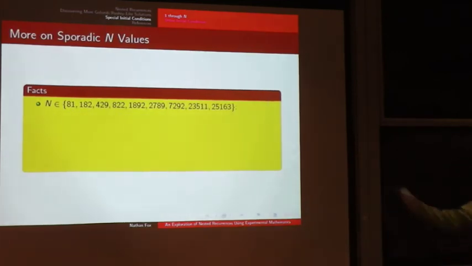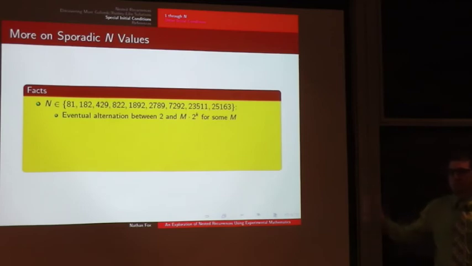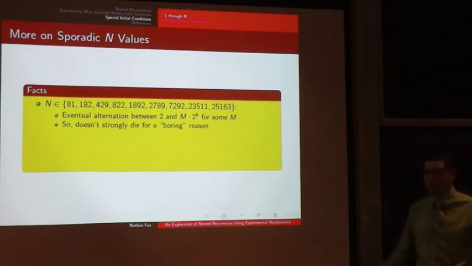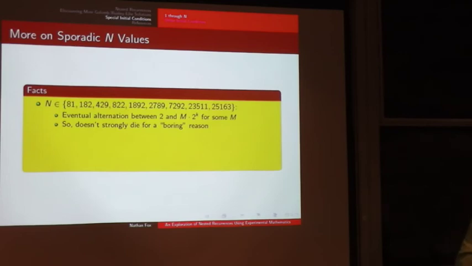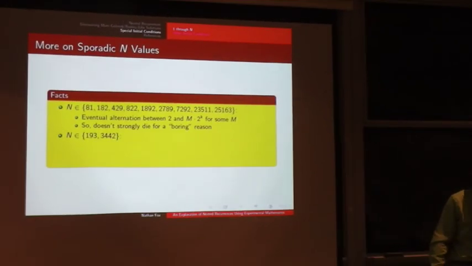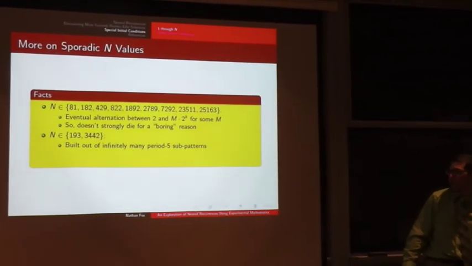So these are all but two of the values from that set that doesn't strongly die. These eventually just start alternating with twos and things times powers of two. I don't think that's that interesting. It's just that instead of getting a zero and causing death, you got a two late in the sequence. So these are kind of boring, but they do not strongly die. But 193 and 3442, those are more interesting.